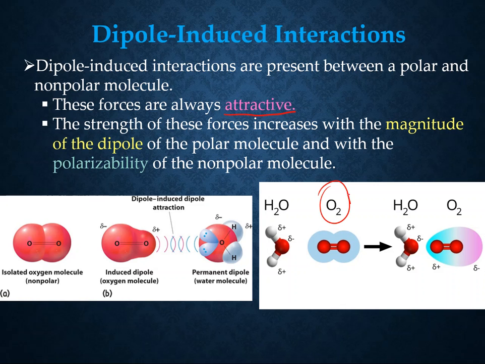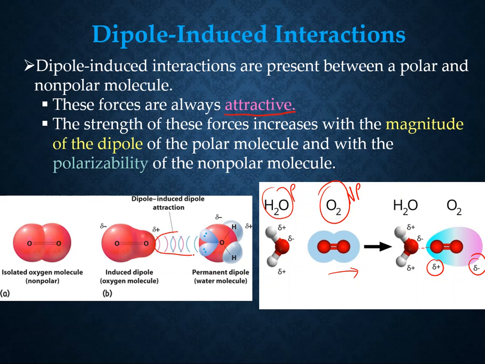You can see oxygen here, which is nonpolar, and then water, of course, which is polar. So the water is going to induce the dipole into the oxygen. The cloud's going to shift over, and you get the partial negative on one side and the partial positive on the other, and now you have an attractive force between them. This is the polar molecule inducing the dipole in the nonpolar molecule.